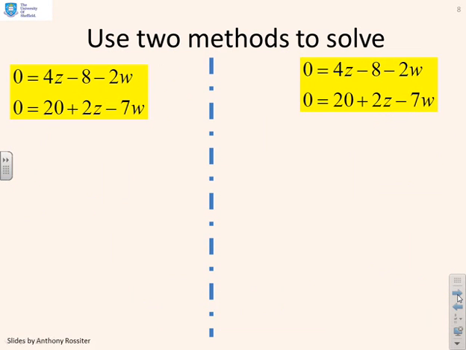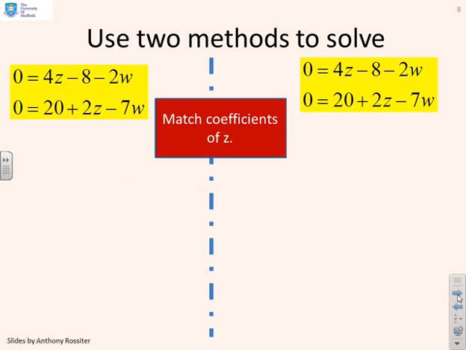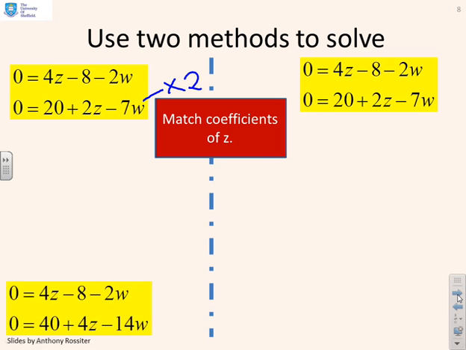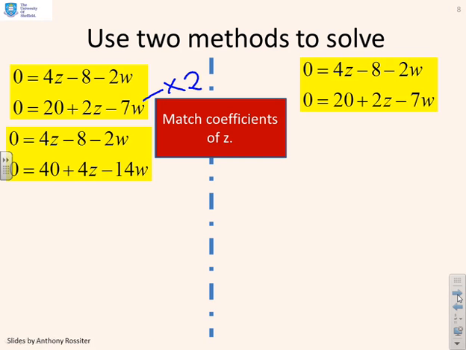Here's a different example. So we're going to use the two different methods to solve these equations here. So the first thing, I'm going to choose to match the coefficients of z. Now in order to do that, I need to multiply this bottom equation by 2, and then both equations will have a 4z. Please note that you'll see the equations are the same in both cases. Now, when I multiply by 2, you'll see I get 0 equals 4z minus 8 minus 2w, and 0 equals 40 plus 4z minus 14w.